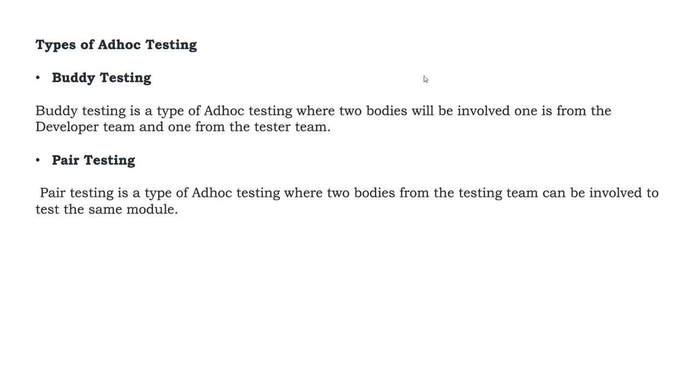Pair testing. Pair testing is a type of ad hoc testing where two people from the testing team are involved to test the same module. Basically, here you exchange certain ideas. What the other tester has, that person will help you in understanding certain things or putting out different scenarios, so basically trying out different types. Both of you from the testing team are involved in this pair testing.